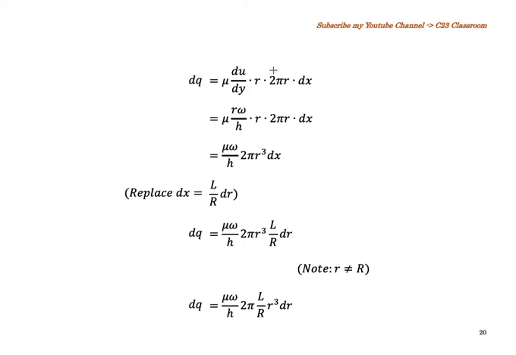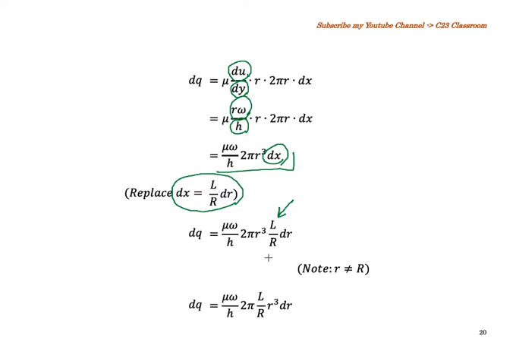Okay, so we continue our calculation. We substitute du with r omega to change the linear velocity into the rotational speed, and the dy here is the gap, so we substitute it with h. Then we get this term. Now we need to replace the dx here, so we replace it with dx equal to L over R dr. In this calculation, I just use the capital L here to differentiate in our calculation.